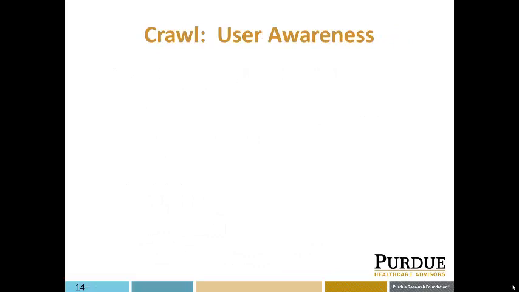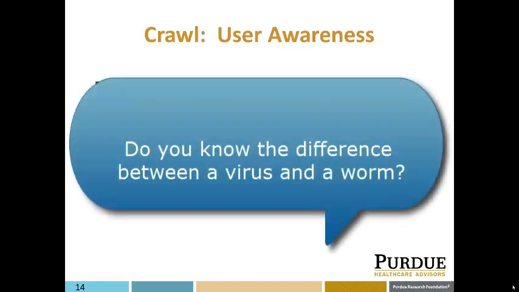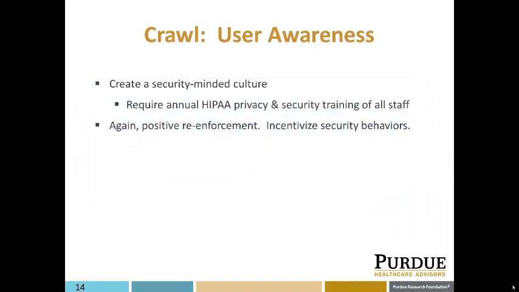Continuing on with the soft skills, an organization that is learning to crawl must also create a security-minded culture, right? The HIPAA rules require that we provide HIPAA privacy and security training to all our staff, but that doesn't necessarily equate to IT security awareness training, right? Would you be comfortable asking your user population if they understood the difference between a virus and a worm? Or would they be comfortable identifying a phishing email and a non-phishing email?